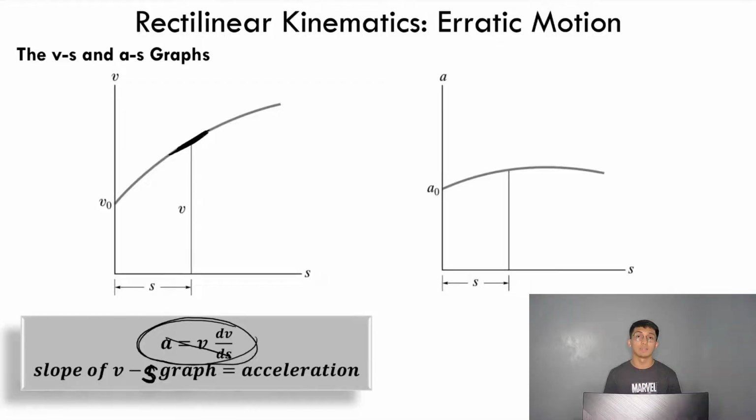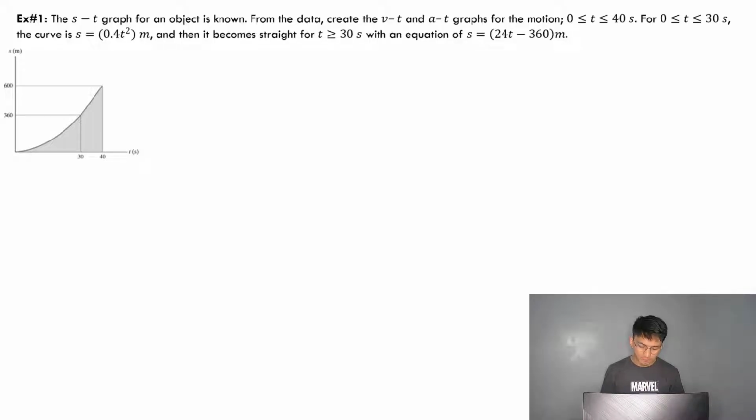And now, to better understand the principles, let's apply it to 4 sample problems. So, let's take example number 1. Example number 1, problem. The ST graph for an object is known. So, itong figure na to dito, yan yung ating ST graph. And from the data, create the VT and AT graph. So, given an ST graph, gagawa tayo ngayon ng VT at saka ng AT graph.